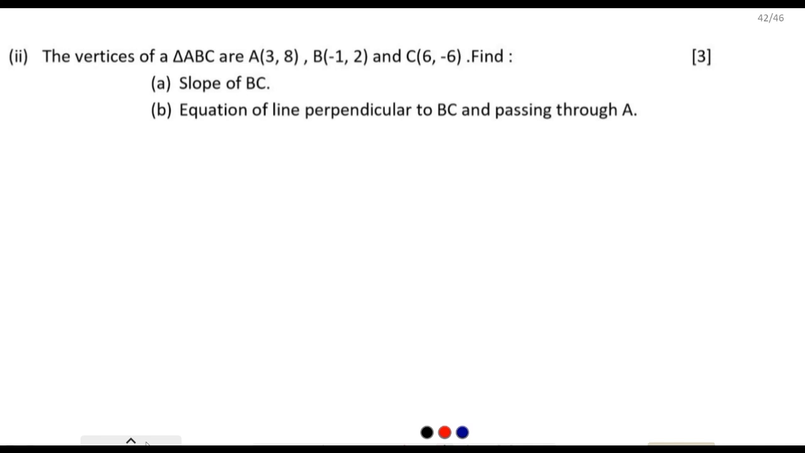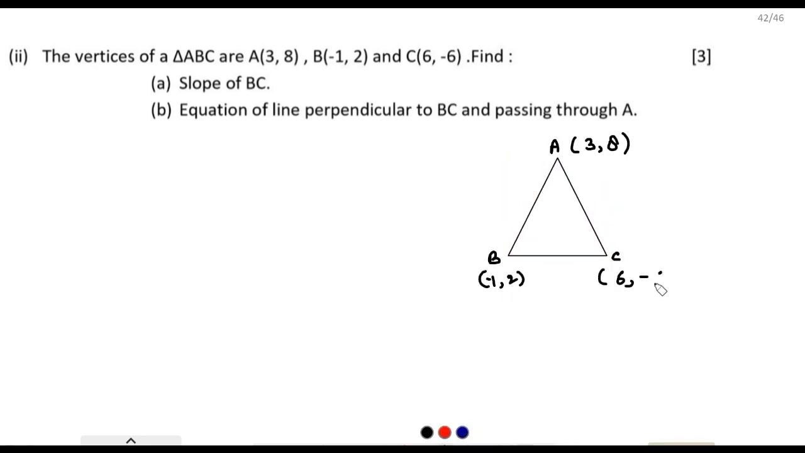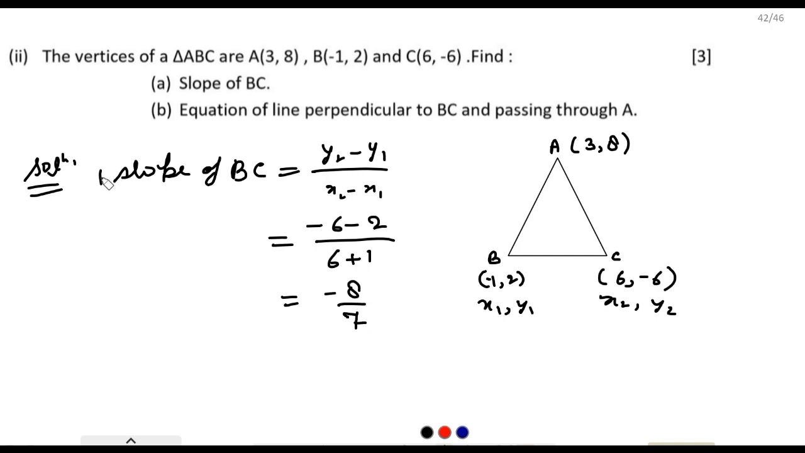Second part, this is given by y2 minus y1 upon x2 minus x1. This is x1 y1 and this is x2 y2. Put the values. Minus 8 upon 7.